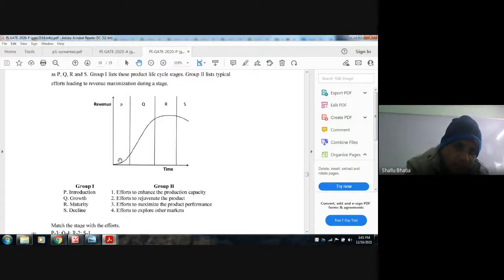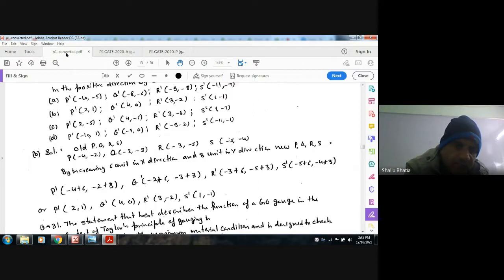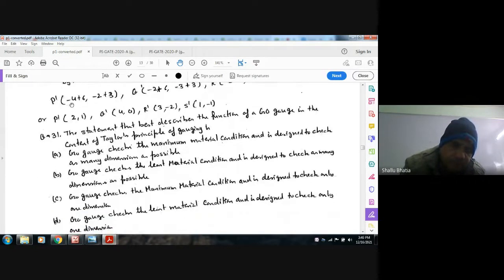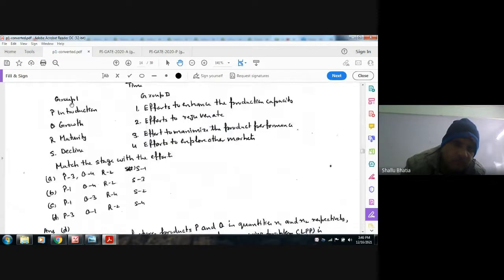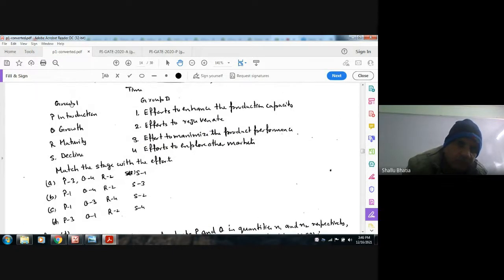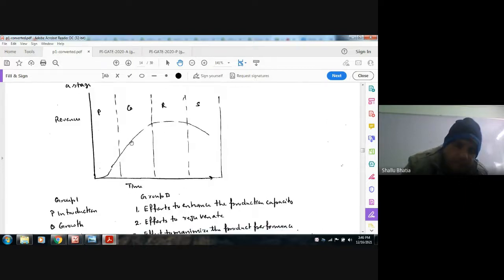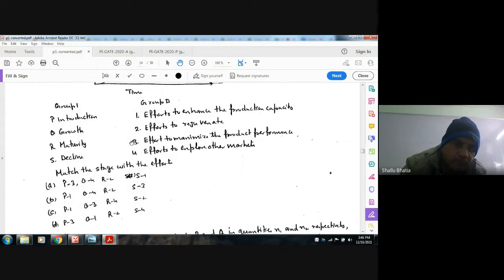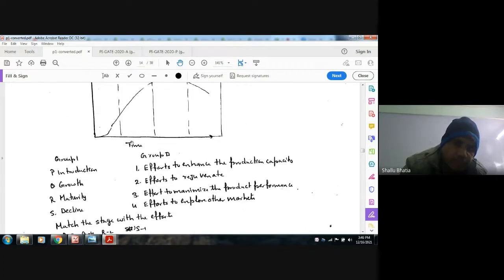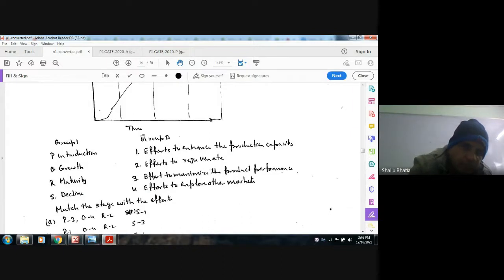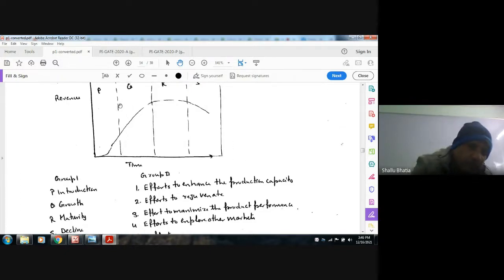You can see P is the introduction, so it is the effort to maximize the product performance. This is also a theory based question. So P, introduction, is effort to maximize the product performance. The second phase is growth, Q. So Q is effort to enhance the production capacity. In this we first look at the product performance, and once the product performance is found good, then we increase the production capacity.